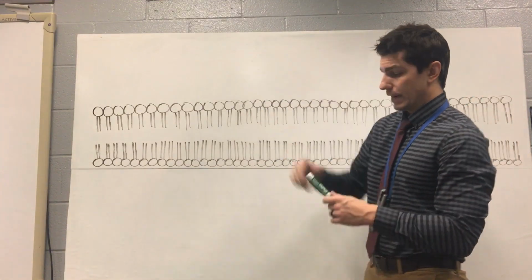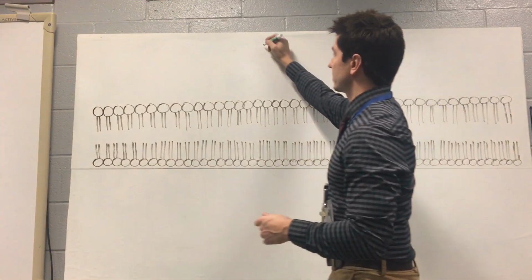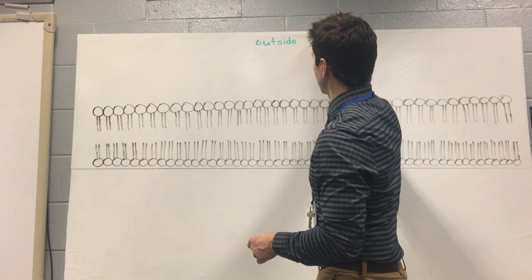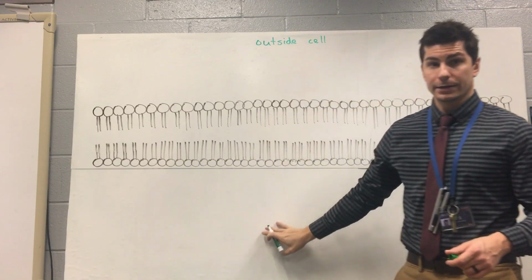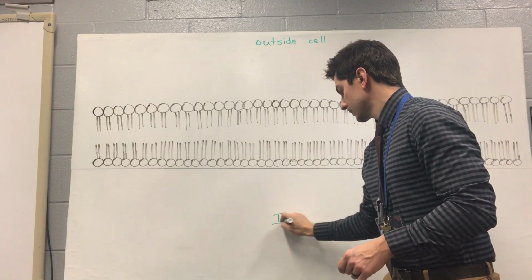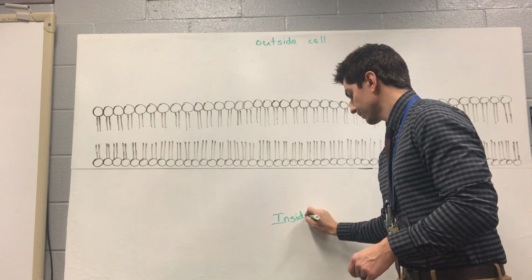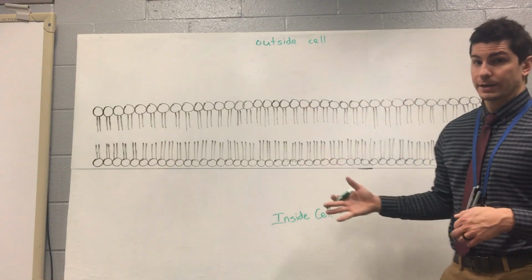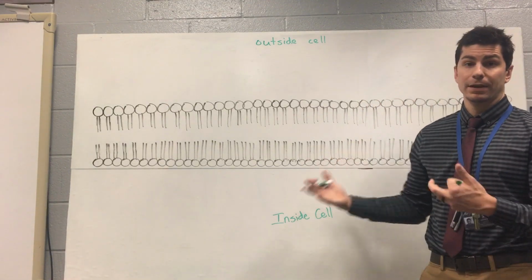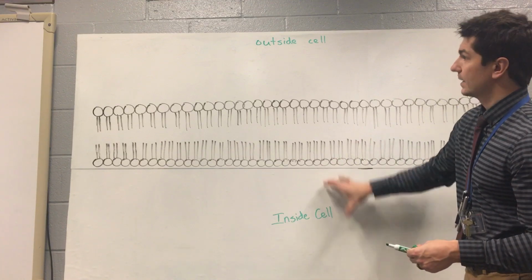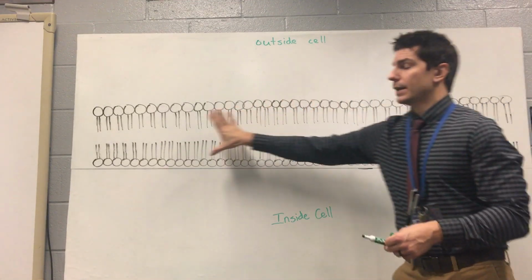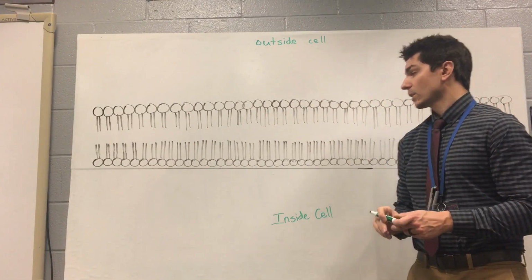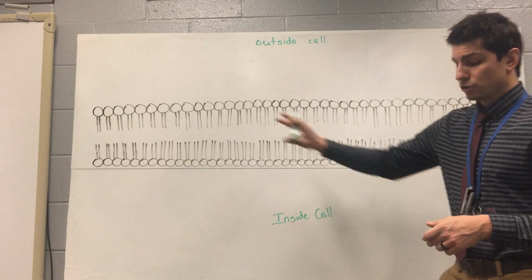So this area out here, we're going to say this is outside of the cell. And this area down here, we're going to say this is inside of our cell. Okay? That's going to be the same for all of our examples we go over, so at least you have kind of a frame of reference that this would be inside the cell, this would be outside of the cell, and then here's our cell membrane going across, made of our phospholipids.